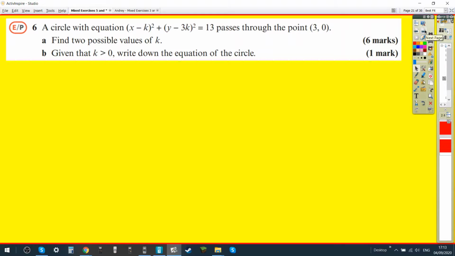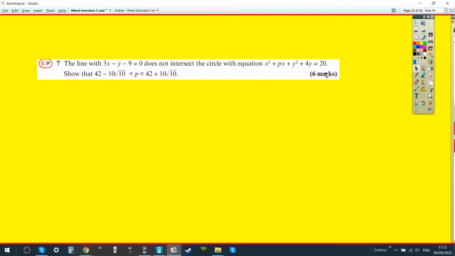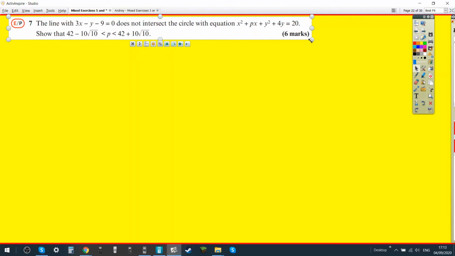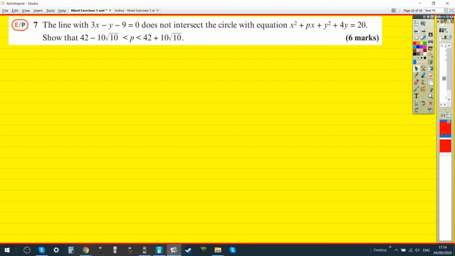Given that k is greater than 0, write down the equation of the circle. Yeah, you just find, one of them is positive, one of them is negative. Yeah. Okay, let's see this one. All right, I think this is worth doing.